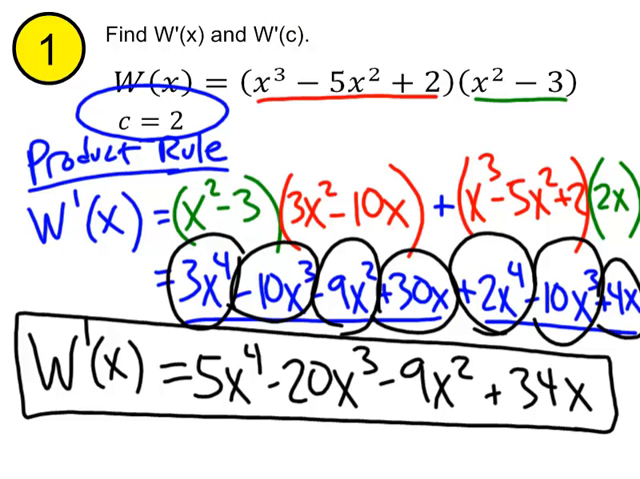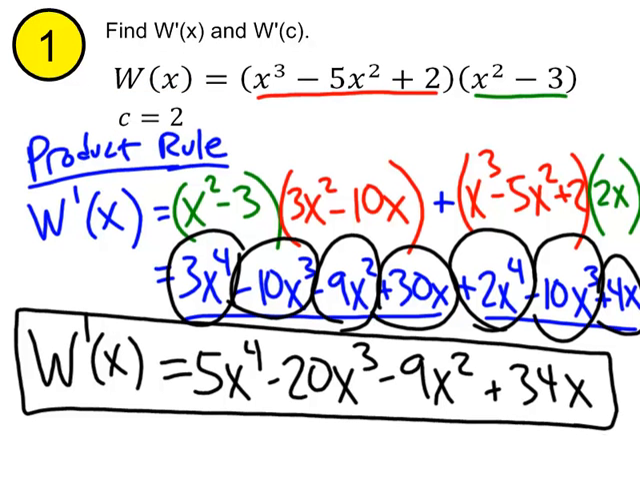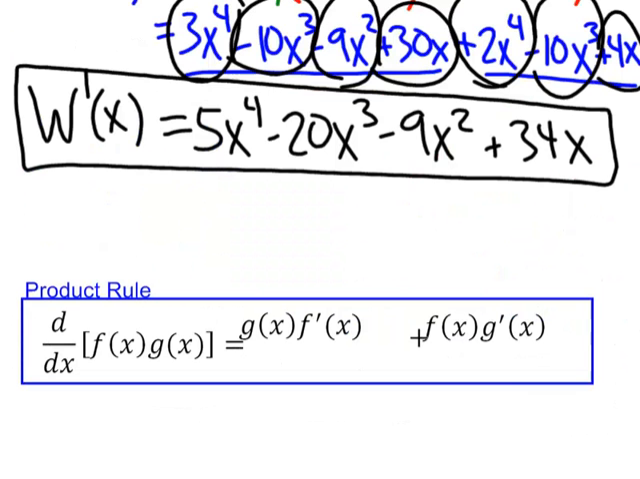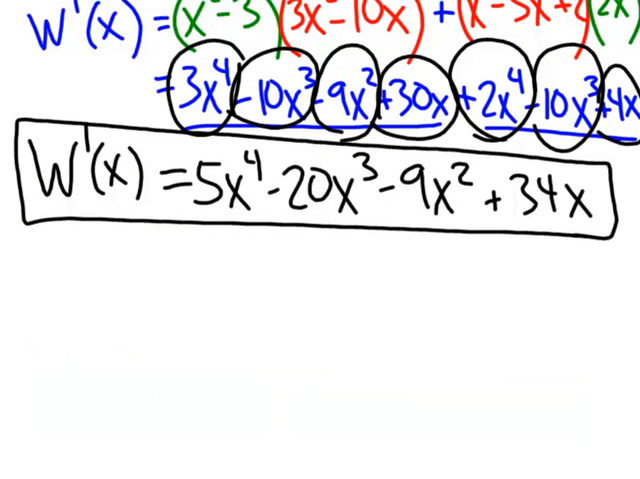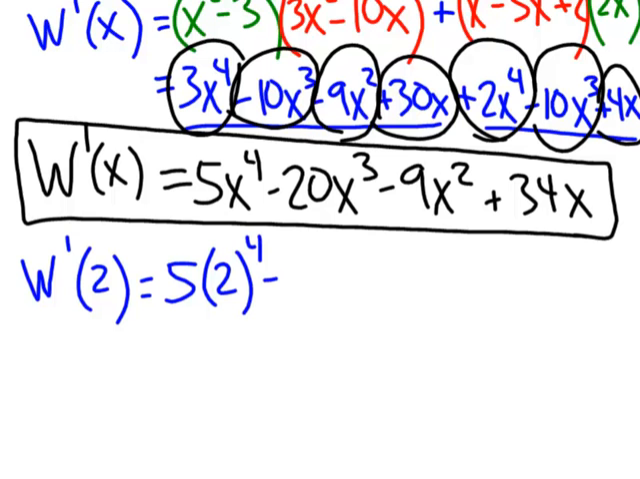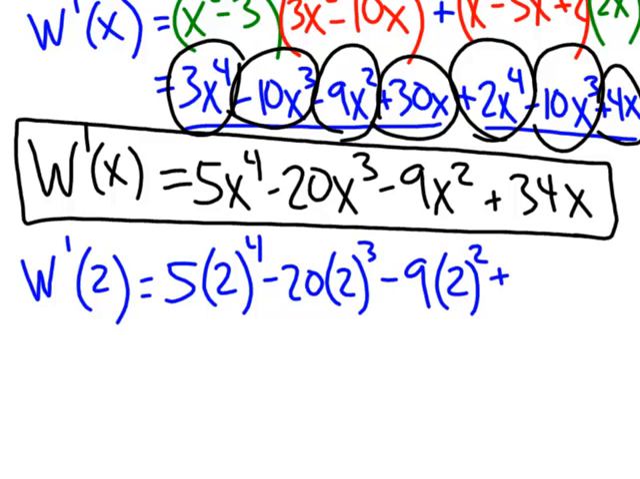So when x is 2, or as we say here, c equals 2, we'll go ahead and figure out what this slope is. So let me extend the page just a little bit here. And I'll simply just plug in that c value of 2. And that's going to be 5 times 2 to the 4th, minus 20 times 2 to the 3rd, minus 9 times 2 squared, plus 34 times 2.